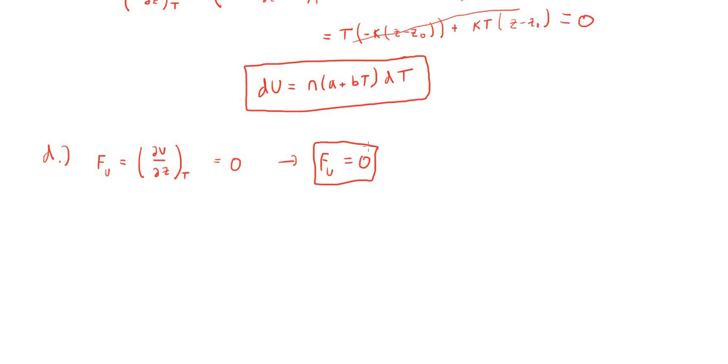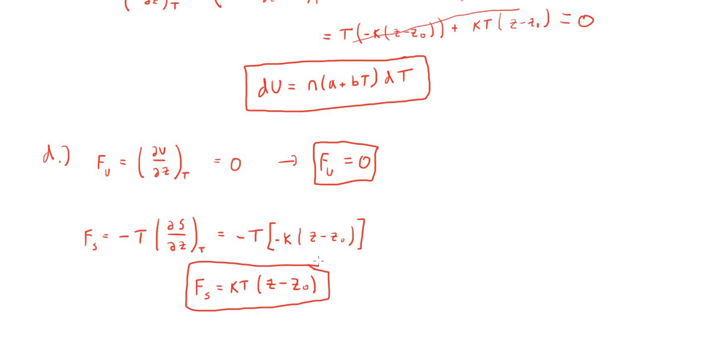Now for F sub S. They gave us this expression for F sub S. We already calculated dS over dz at constant t earlier, so let's plug that in. We can then simplify this equation and get our final answer. So these are our final answers for part D.